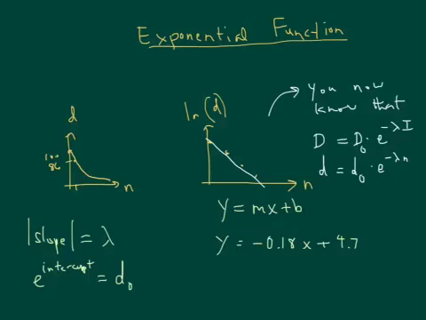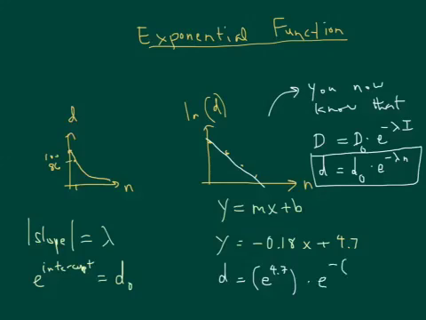So here's what I'm going to do. I'm going to take this equation, which I started, and I'm going to fill in lambda and d sub 0. And here's what I write down. D, the number of dice remaining, is equal to e to the power of the intercept, which is the y-intercept, which is 4.7. e to this power, right? That's the rule, times e to the negative, what's lambda? It's the absolute value of my slope, so lambda is 0.18, and my independent variable is n, number of rolls.